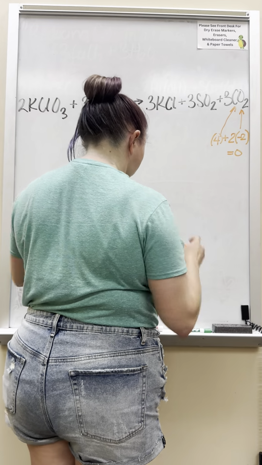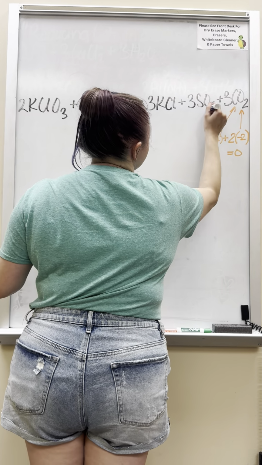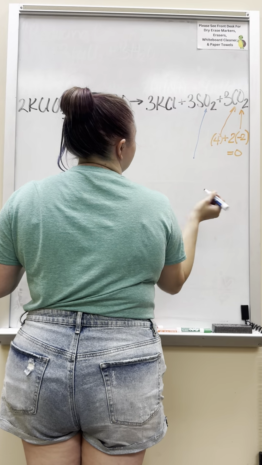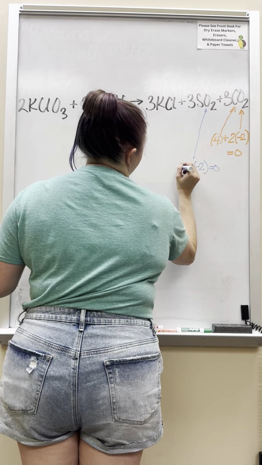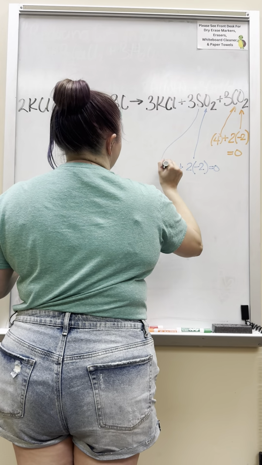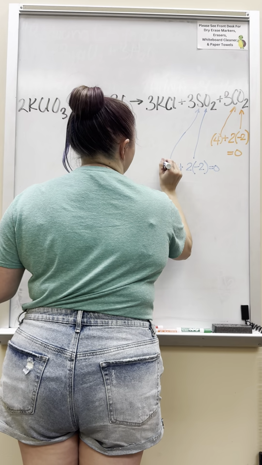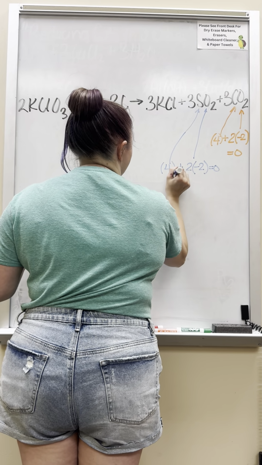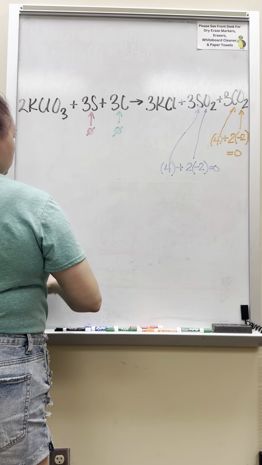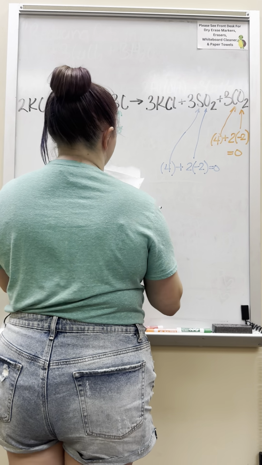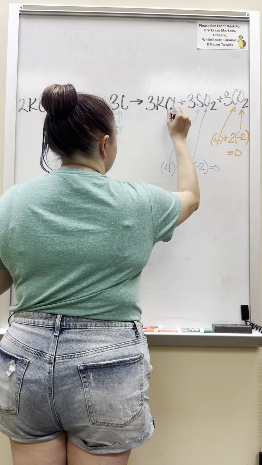Okay. Same kind of dealio right here. It's going to be 2 times -2, something added to that. Again, a +4. Okay. KCl. Chlorine.